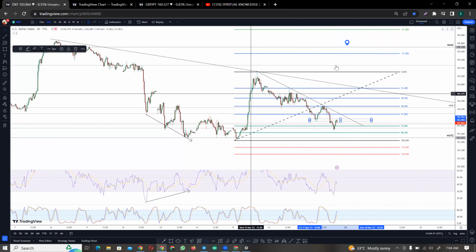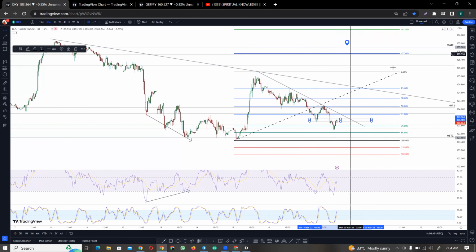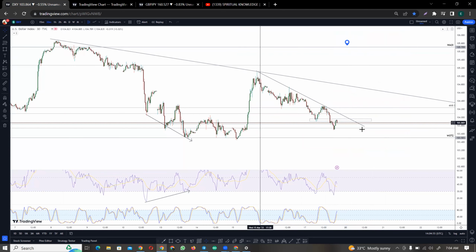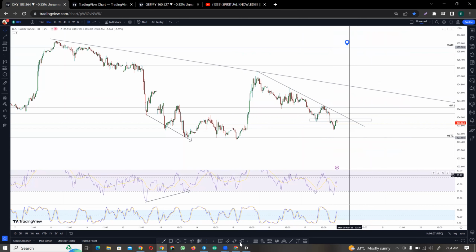So what I will be looking out for next week that will give me confidence that this market wants to go up is if it does something like this. Let me bring goose pattern.